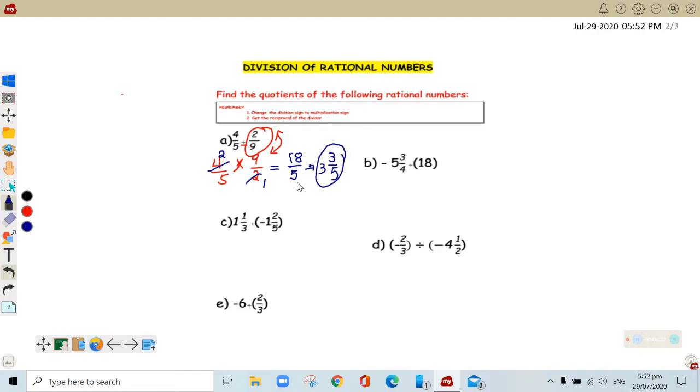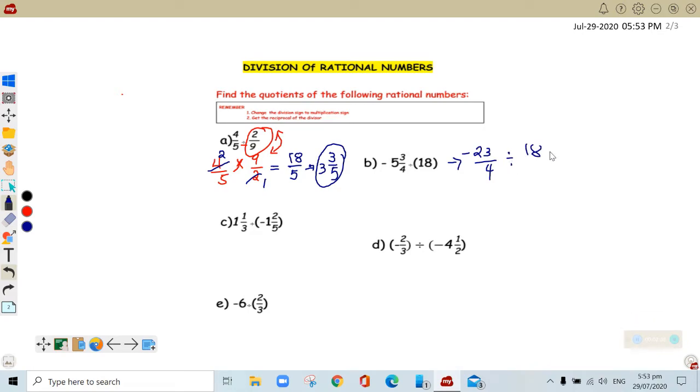Okay, next, let's do this. So this is a mixed number. Since this is a mixed number, we need to change this to an improper fraction, and then of course we need to change the division sign to multiplication and get the reciprocal of this one, 18. So firstly, we need to change this to improper. Okay, so 5 times 4 plus 3, that will be 23 over 4, and it's negative, divided by 18.